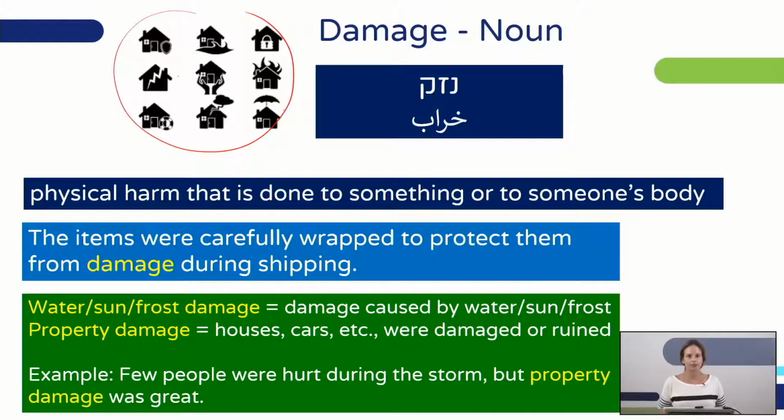Okay, then you have property damage. So property damage is houses, cars, etc., things that are damaged or ruined. Okay, so an example would be, few people were hurt during the storm, but property damage was great. Okay.